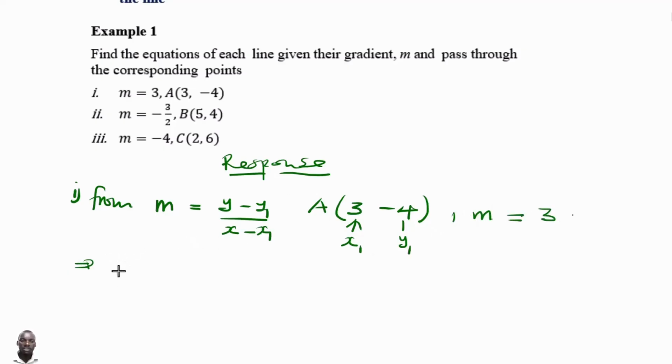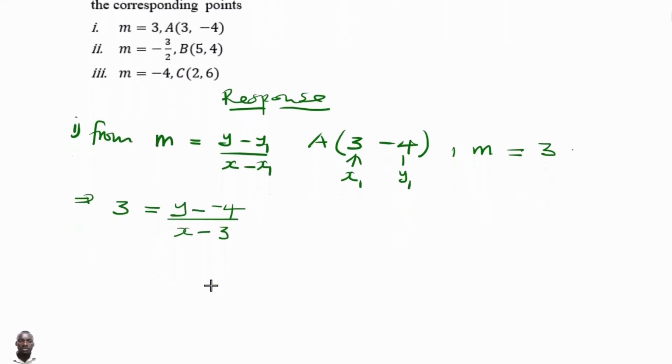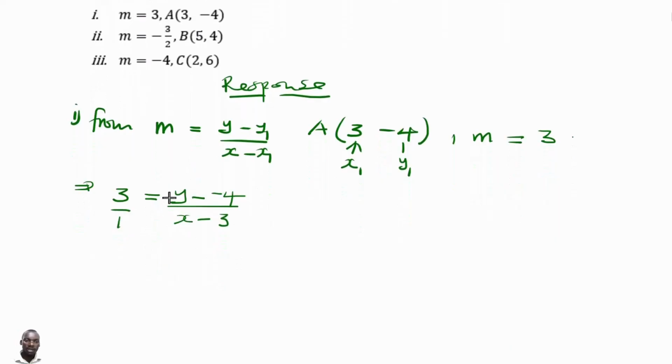As we substitute in, we are going to have 3 being equal to y minus y1, which is negative 4, divided by x minus x1, which is 3. So from here, we need to simplify by cross multiplying. So we are going to have y minus, so this becomes now plus, since a minus and a minus becomes a plus, so plus 4 being equal to 3 into x minus 3.